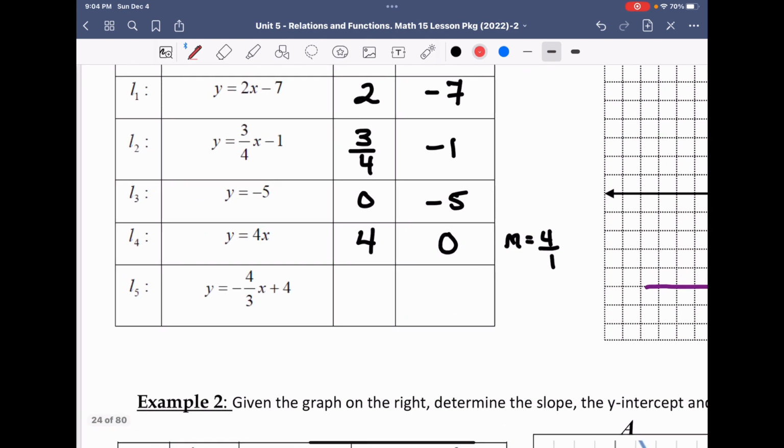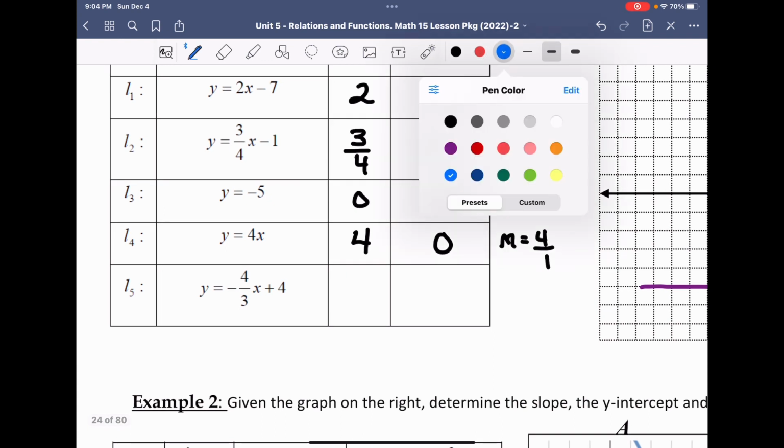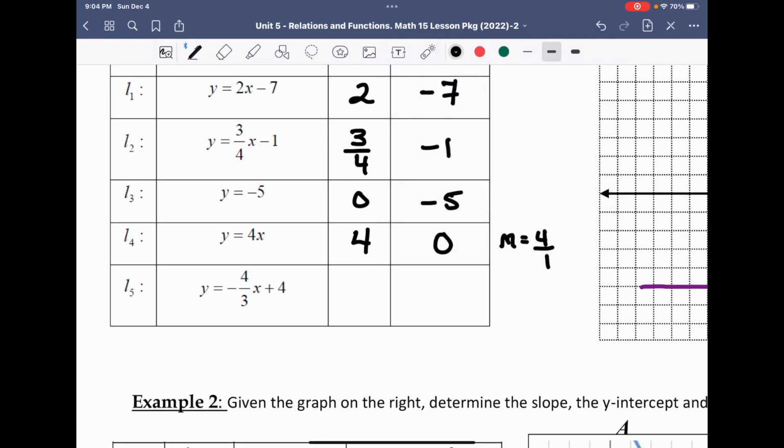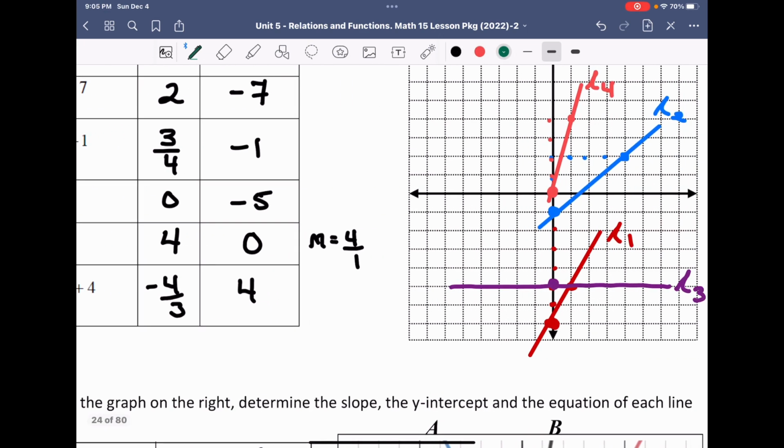All right, and then lastly, line 5, we're going to do this one in maybe a forest green. So we look at the coefficient of x, it's -4/3, and we have a constant term of 4, which is our y-intercept. So we're going to go to 4, 1, 2, 3, 4, and put a dot. And now we know this is a negative m value. Negative m values are a negative slope. So I'm going to go down 1, 2, 3, 4, and over 3 units, 1, 2, 3. So there is my second point. And now I can connect those two and call this L5.